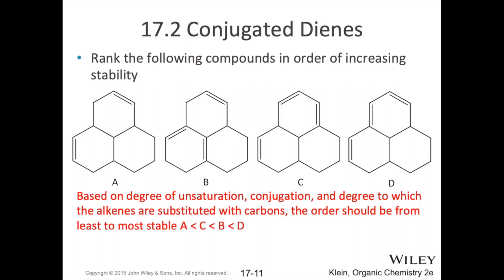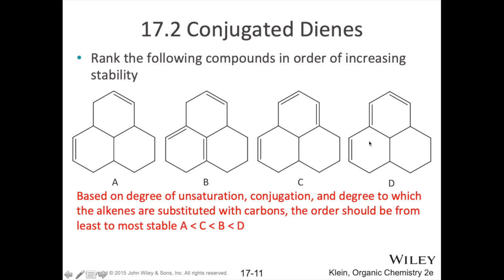Basically, you want to look for these conjugated pi systems, right? So in the case of A, notice that these two pi bonds are completely isolated. We've got sp3 hybridized carbons in between them. They're not conjugated at all, right? So that's why A is the least stable out of all of these.